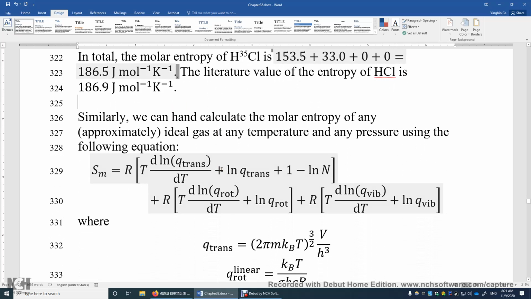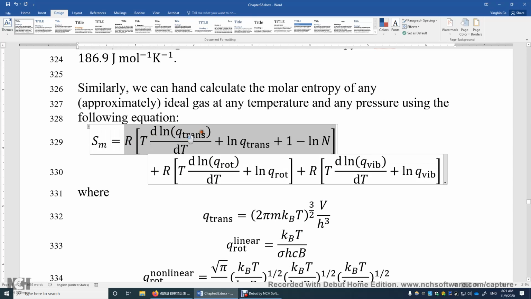Similarly, we can hand calculate the molar entropy of any other ideal gases or even real gases. We can estimate the molar entropy of any real gases using the ideal gas approximation, though, at any temperature and any pressure using this equation. This part is the translational molar entropy. This part is the rotational molar entropy. This part is the vibrational entropy. Again, I assume the electronic partition function is a constant 1.